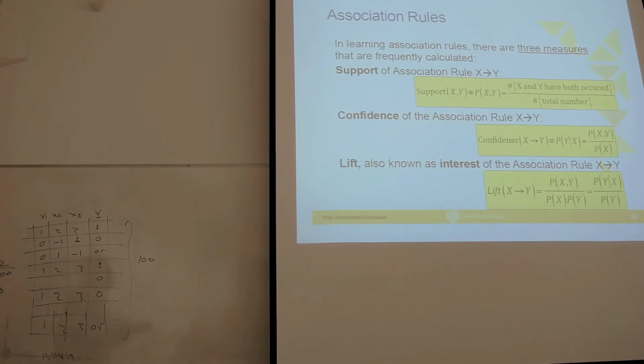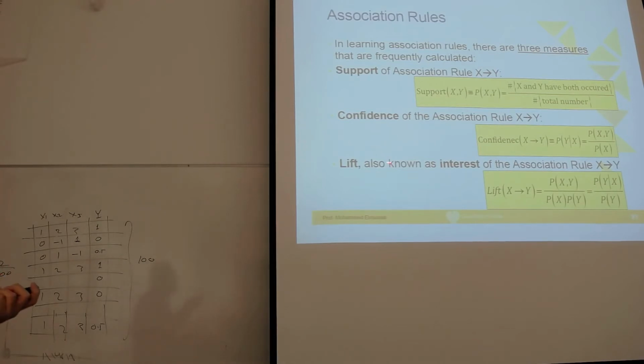Okay. Now, it might happen that this is not because they are related, but because X and Y are already happening many times in the data. So even if the support is high, it is not a good criterion by itself. So we need to have the confidence as well. First, we check the support. Second, we check the confidence.